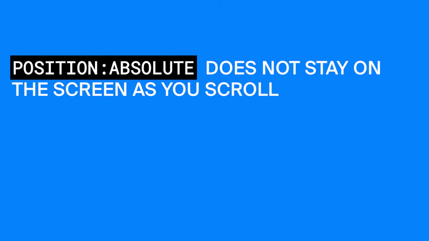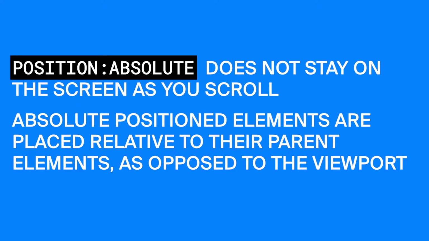The first is that position absolute does not stay on the screen as you scroll. And the second and more important difference is that absolute positioned elements are positioned relative to their parent element, as opposed to the viewport, which is the case with fixed position elements. And to make matters more complicated, you sometimes see absolute positioned elements actually positioned relative to the viewport, but that only happens when they have no immediate parent element. So let's see this in action so it makes a little more sense.